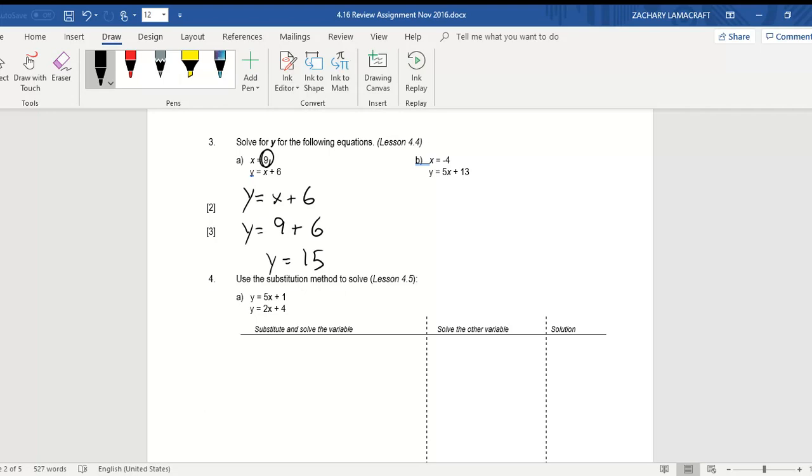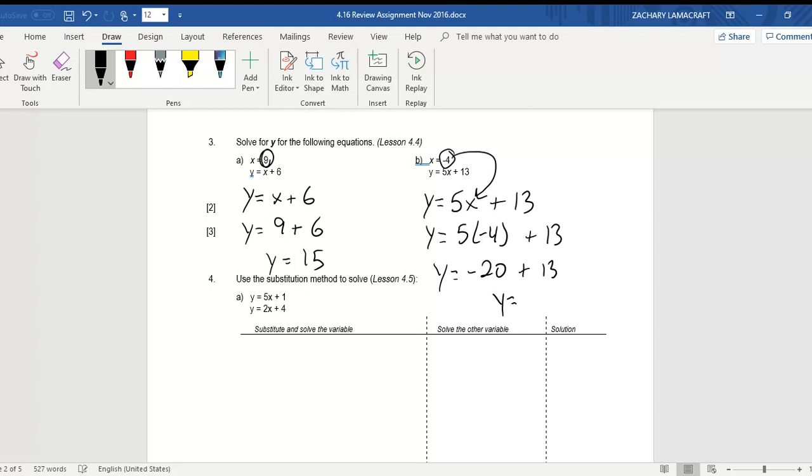In this case, we have x is equal to -4, so we'd go y equals 5x plus 13. We put that into the x position, so it'd be y equals 5 times -4 plus 13, and we'd be left with y equals -20 plus 13. And in this case, -20 plus 13 would be -7. Okay, so pretty straightforward. You're just solving for the missing one there.